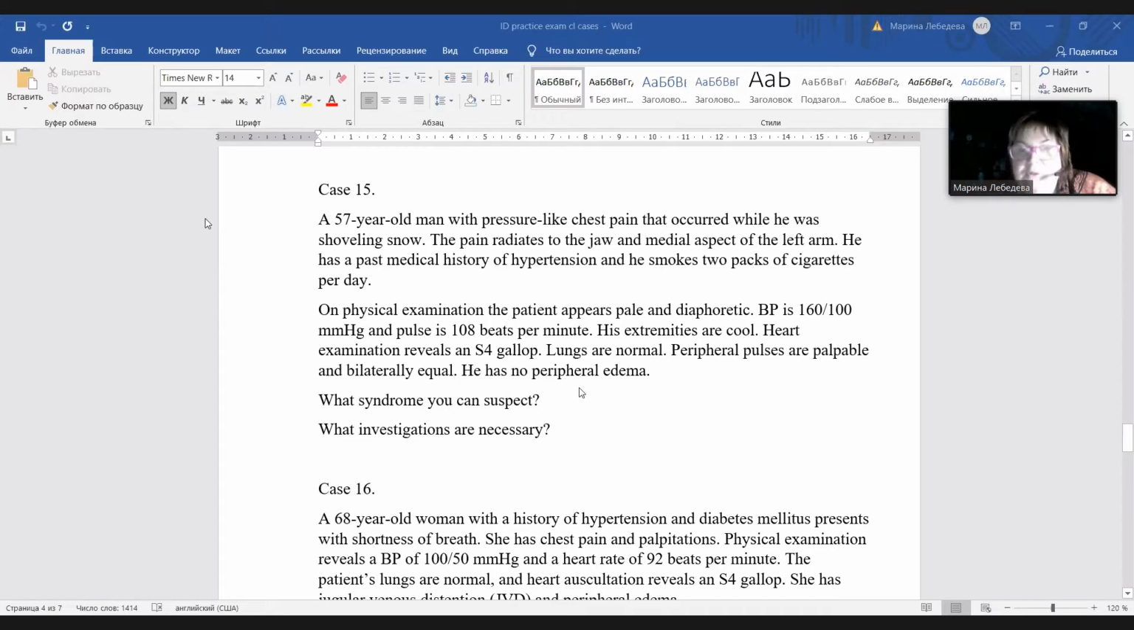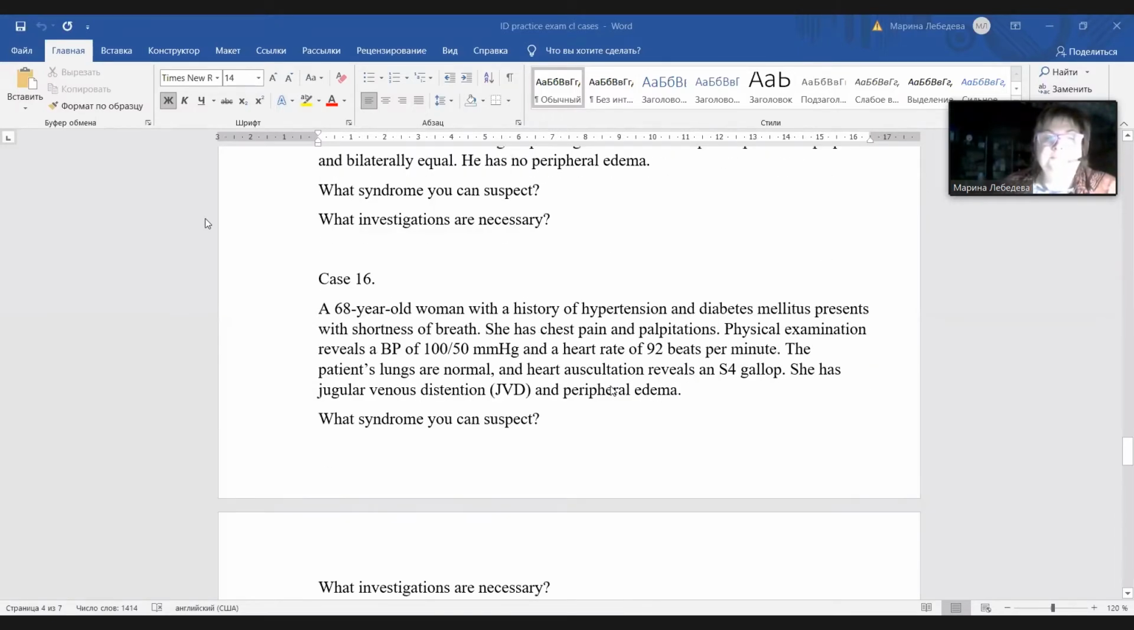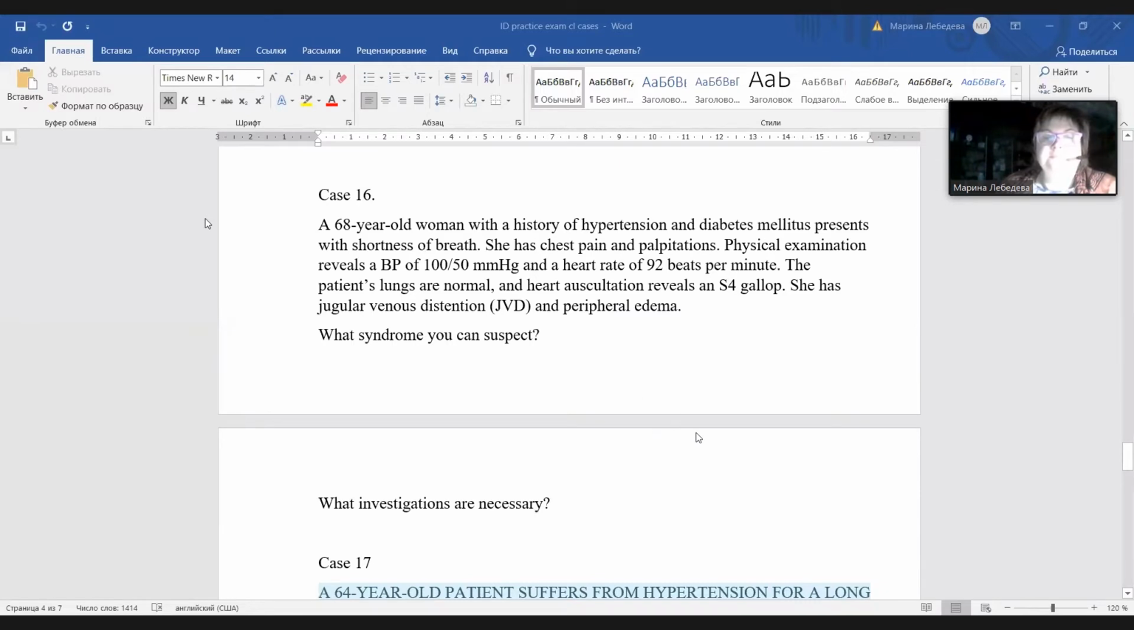Echocardiography will give us hypertrophy of myocard of the left ventricle. And if we are in time, we can perform fundoscopy. It is 1-2 minutes to see the vessels. Any questions, colleagues? No? Okay. So clinical case number 16.